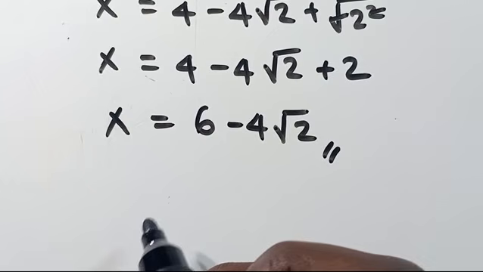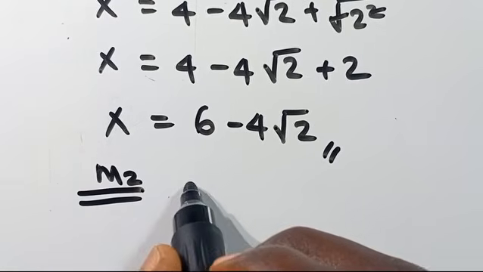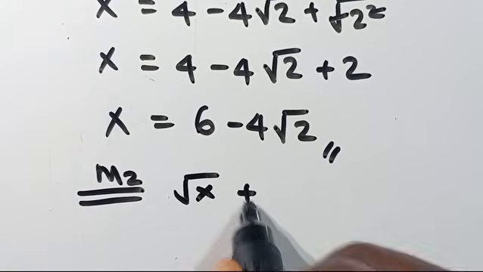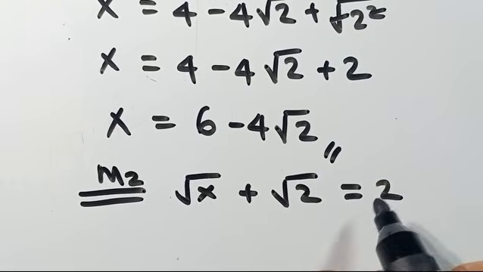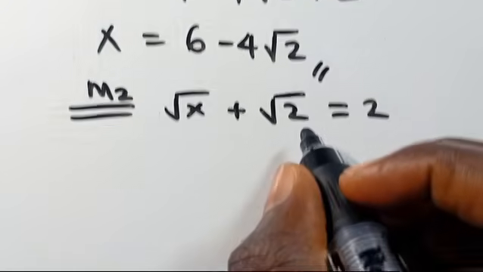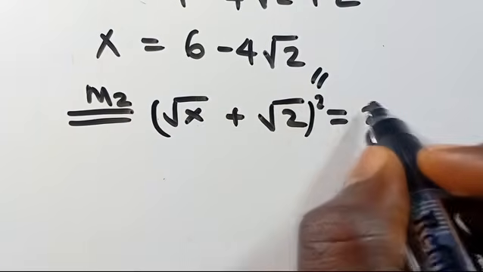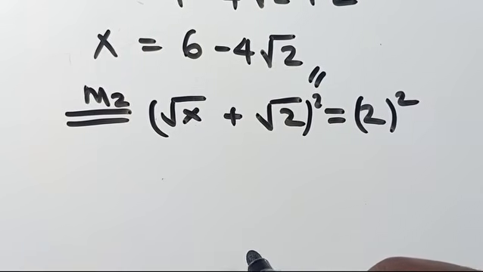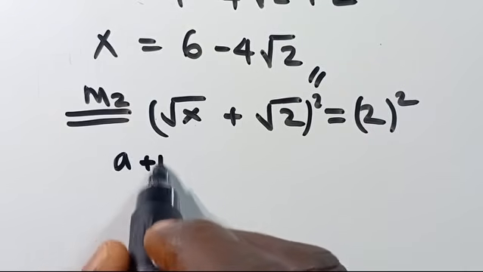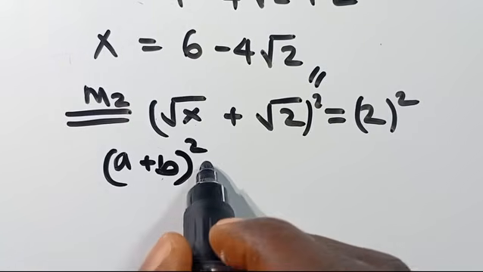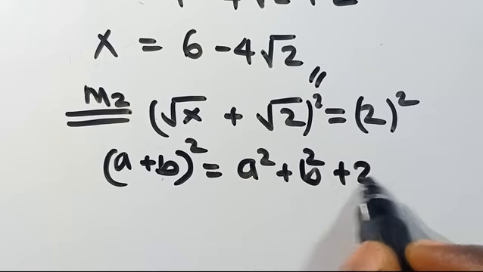Now, let's say we want to apply method 2. We are given root x plus root 2 equals 2. Let's square both sides of this expression. So we are going to have here squared. Having squared this one, we have to recall that a plus b squared equals a squared plus b squared plus 2ab.